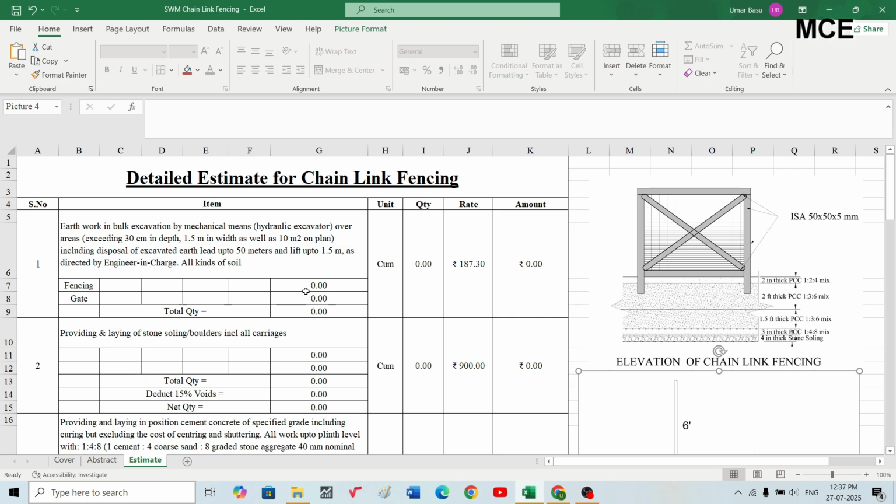So in this video, we will learn all the items which are required for the preparation of an estimate of chain link fencing, and the execution of the same at the site. I am using schedule of rates for this estimate because an estimate needs the rates of various items. I am using the schedule of rates for India, but you can change the rates according to your own country and you will get an idea of how to prepare the estimate for chain link fencing.